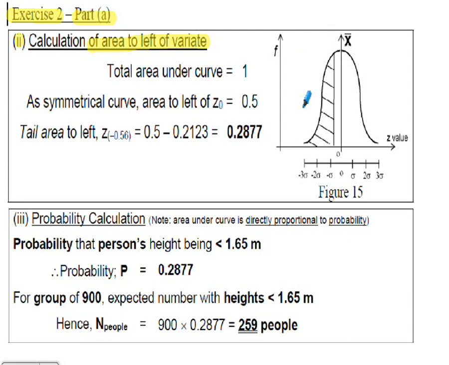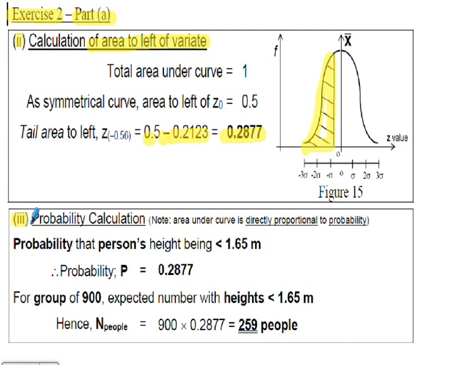Don't forget the total area under a standardized normal distribution curve is 1, so the area for half of the curve is 0.5. So the area to the left of the minus 0.56 z is going to be 0.5, take away the 0.2123 area we found on the previous slide. And that gives us a value of 0.2877.